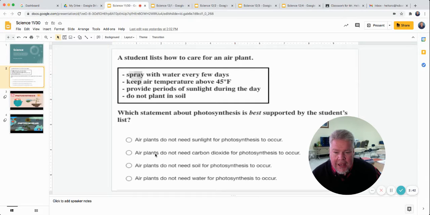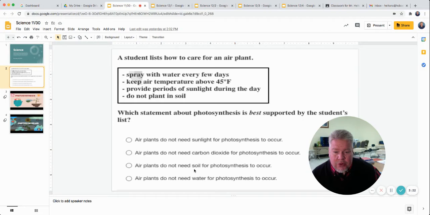Statement 2. Air plants do not need carbon dioxide for photosynthesis to occur. Well, you can't really tell that from the chart right here, but we have learned in class that plants need sunlight, carbon dioxide, and water for photosynthesis to occur. So hopefully, even though it's not in the chart, you would have remembered plants need carbon dioxide. Remember, they breathe off oxygen. We breathe in oxygen. We breathe out carbon dioxide. They breathe in carbon dioxide. So remember that. So that can't be it, because we know plants do need carbon dioxide for photosynthesis to occur.